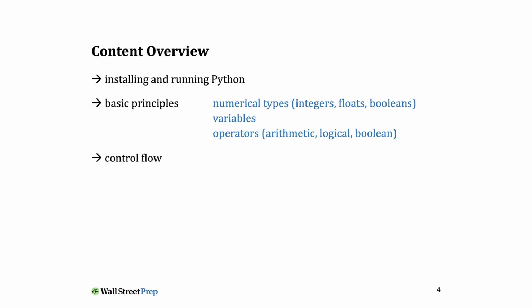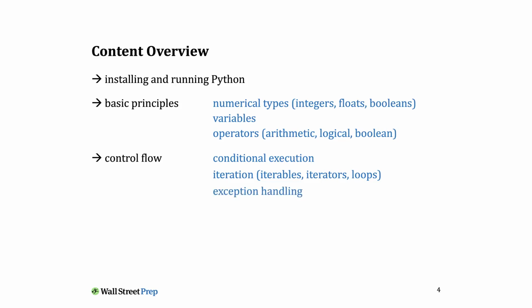Then we'll look at control flow. This is for conditional execution. For example, if some logical expression is true, then do this. Otherwise, do something else. That's called conditional execution. We're also going to look at iteration. And we're going to look in Python at the concepts of iterables and iterators and how that ties in with the different types of loops that are available in Python.